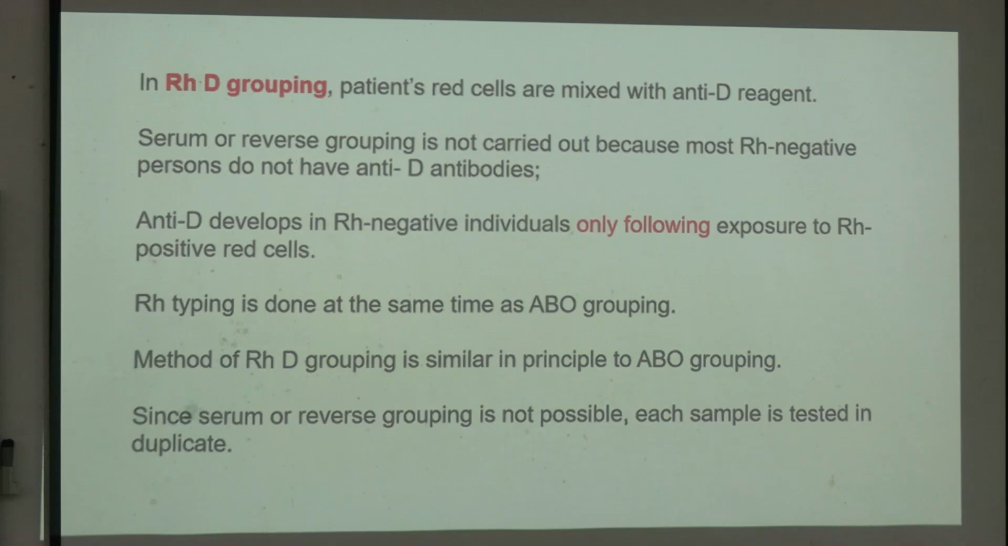In RhD grouping, the patient's blood sample is mixed with anti-D reagent. And anti-D develops in Rh negative individuals, as we see in case of Rh negative mothers. If the baby she is carrying is Rh positive, then only following exposure to Rh positive RBCs does anti-D develop in Rh negative individuals.